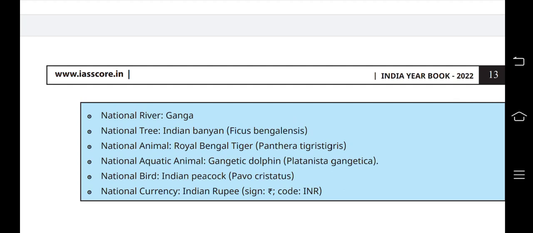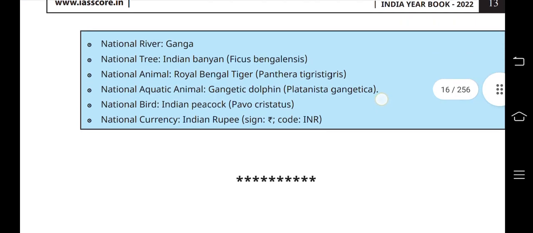National animal: Royal Bengal tiger, Panthera tigris. National aquatic animal: Gangetic dolphin, Platanista gangetica. National bird: Indian peacock, Pavo cristatus. National currency: Indian rupee, sign INR.